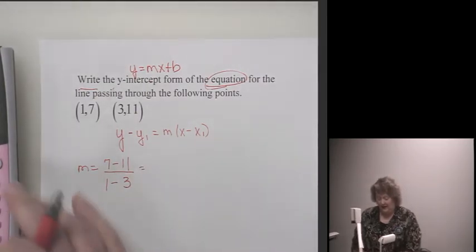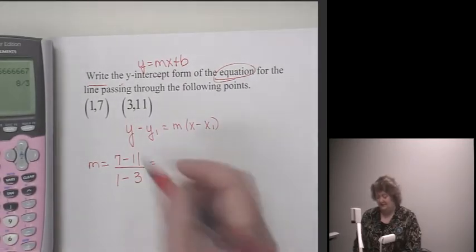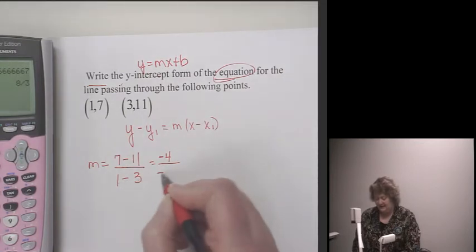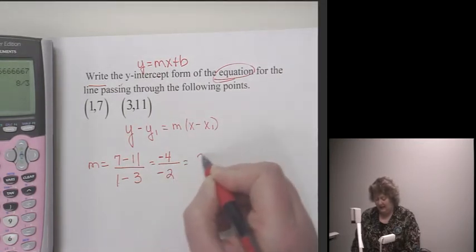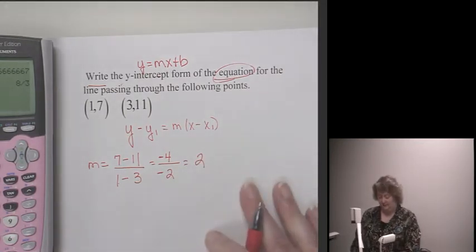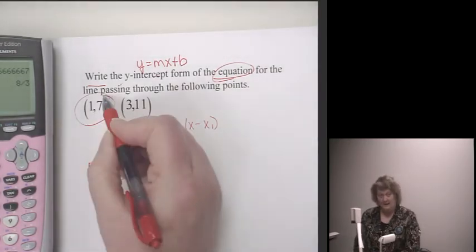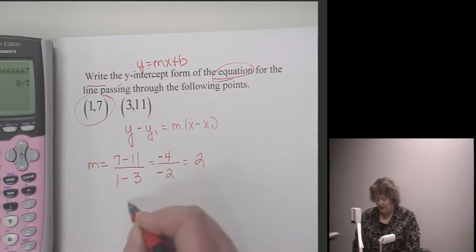And I'm going to hope that I can do my math a little bit better this time. 7 minus 11 is negative 4. 1 minus 3 is negative 2. So I get a positive 2 slope. Then I'm going to plug it into my formula. I'm going to pick one of my points, doesn't matter which.